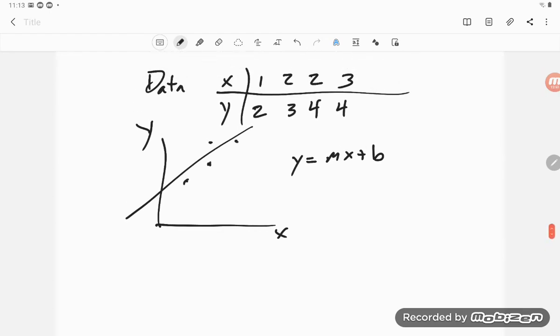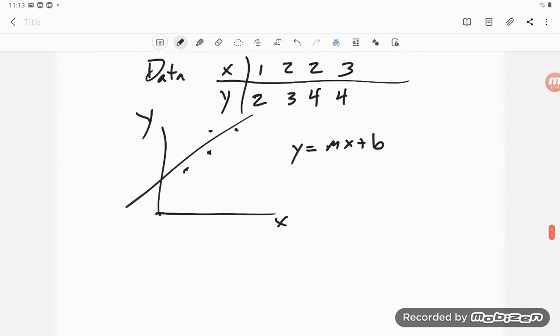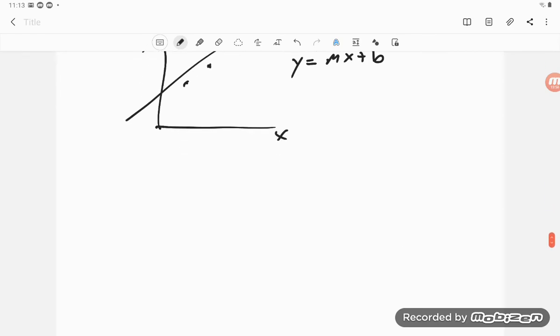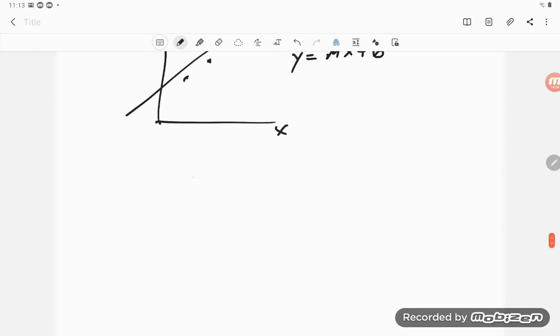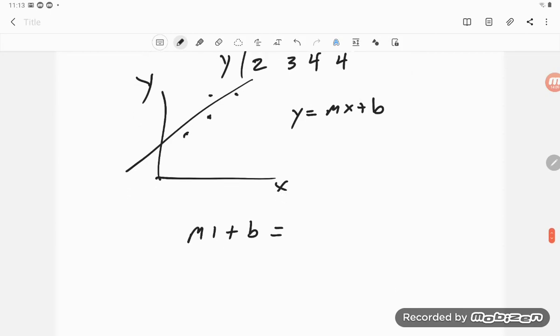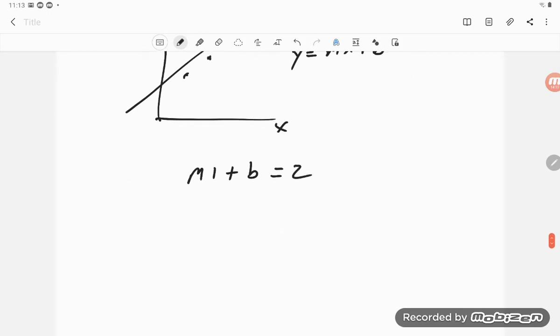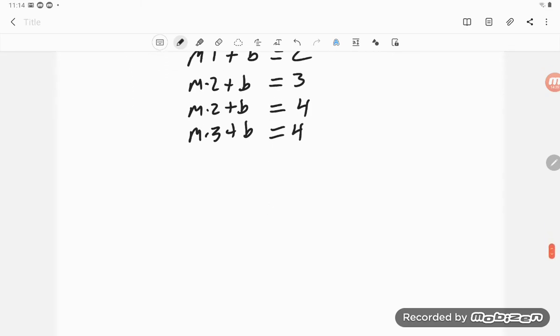And so I just set that up. We've set that kind of thing up already. We did something like that on a quiz, right? I can set this up as each of the data points. So I have m times 1 plus b needs to be equal to 2. M times 2 plus b needs to be equal to 3. M times 2 plus b needs to be equal to 4. And m times 3 plus b needs to be equal to 4.